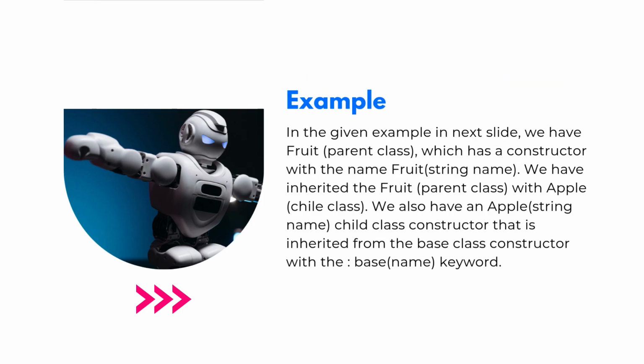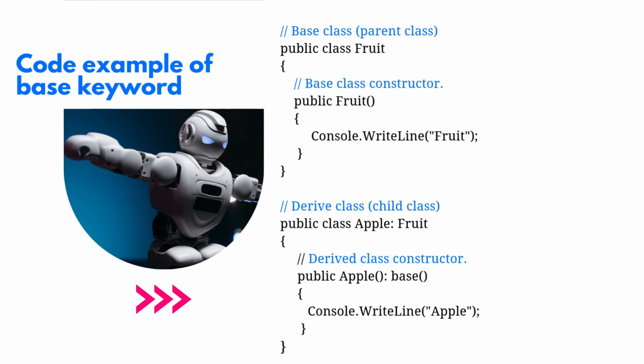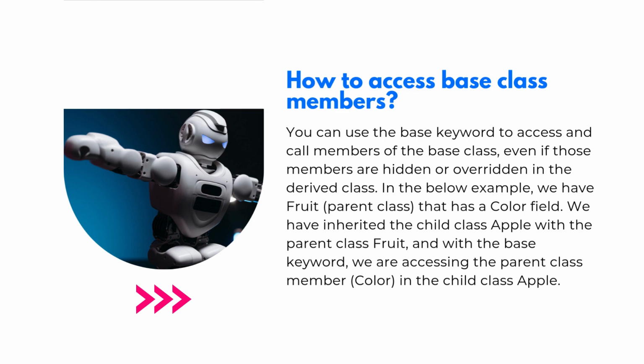Example. In the below example, we have a Fruit parent class, which has a constructor with the name Fruit, string name. We have inherited the Fruit parent class with an Apple child class. We also have an Apple, string name, child class constructor that is inherited from the base class constructor with the base name keyword.